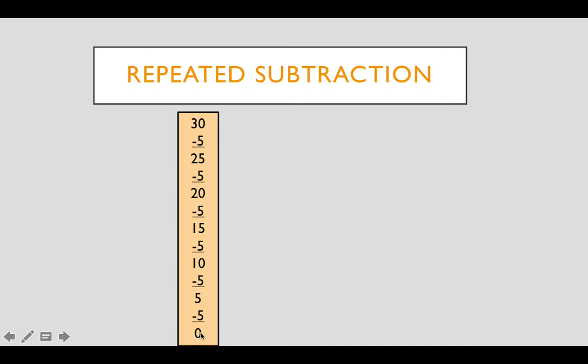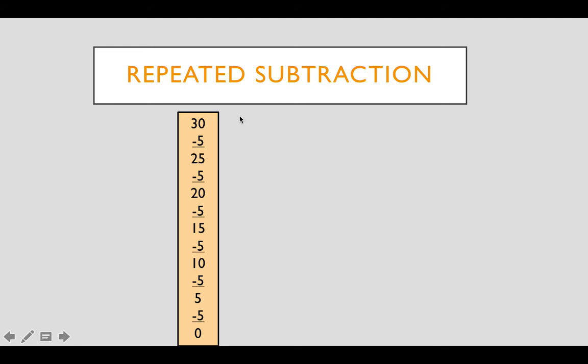I can't take any more 5s away, so the answer is how many times did I actually subtract 5? So 1, 2, 3, 4, 5, 6. So the answer to how many mason jars can I fill is 6 mason jars with 5 ice cubes in each. So when students begin using repeated subtraction, they start in probably the least efficient way possible, which is just subtracting the number as many times as they can.